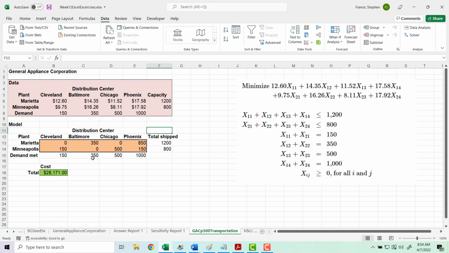So here, note that, again, as I said, it would make sense to go from Cleveland to Minneapolis because this is pretty cheap. Baltimore to Marietta, staying on the East Coast. Chicago to Minneapolis because they're close together, so it's much cheaper. Phoenix is expensive from everywhere, so Phoenix just kind of draws in the excess capacity. Whatever's left goes to Phoenix. It's going to be expensive whatever happens. Okay, and this is our total cost.